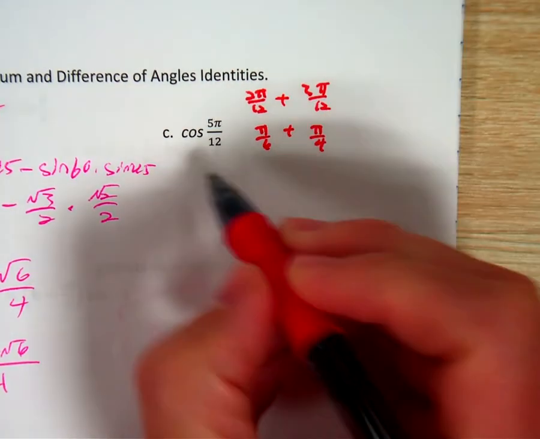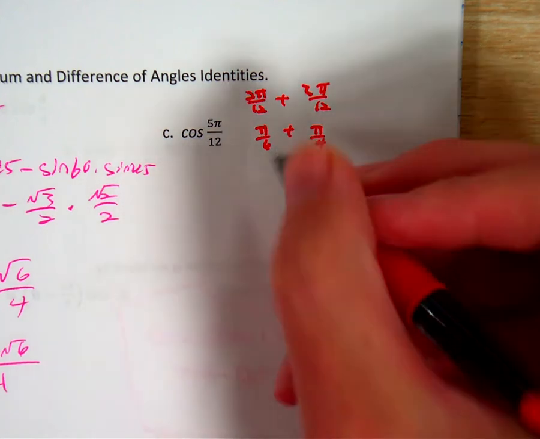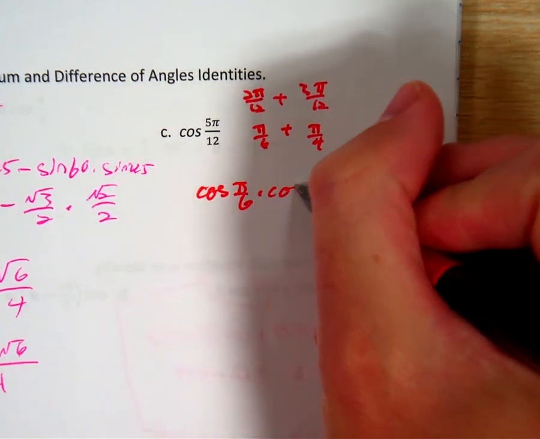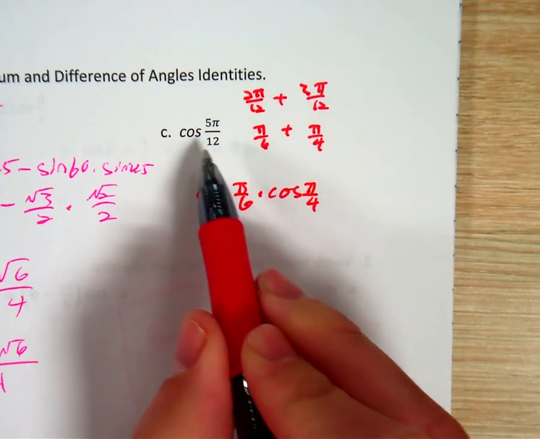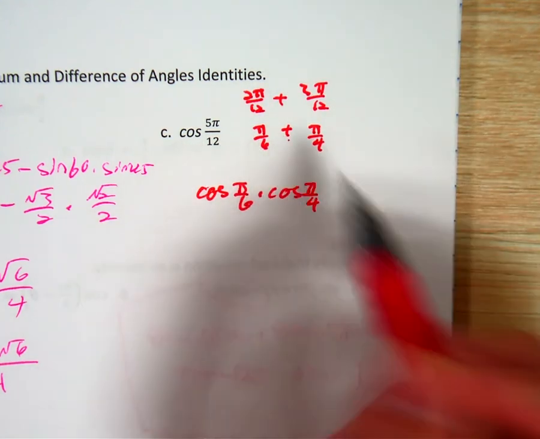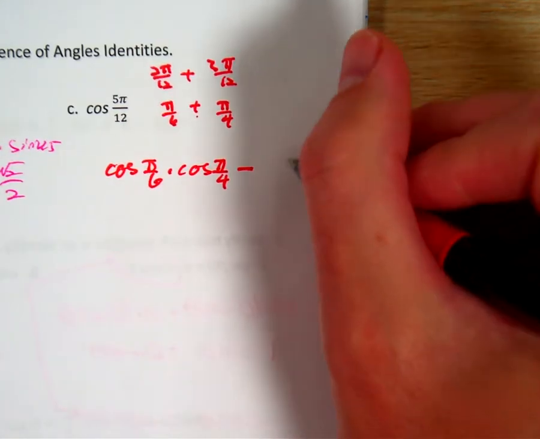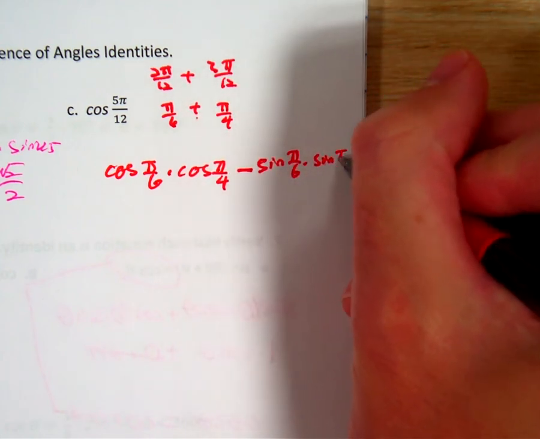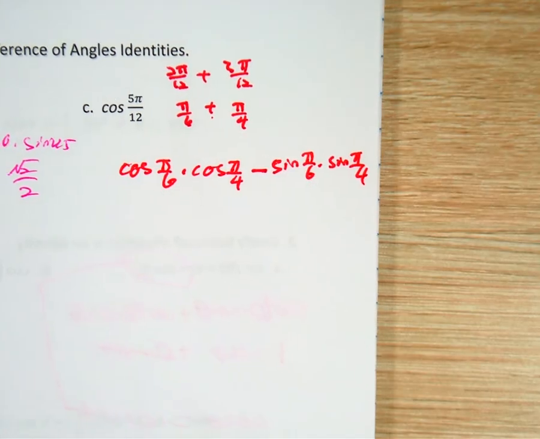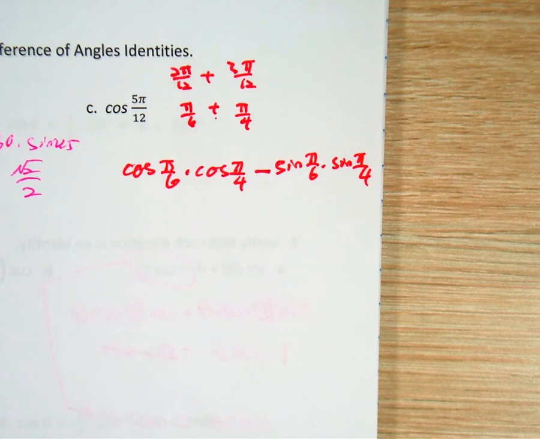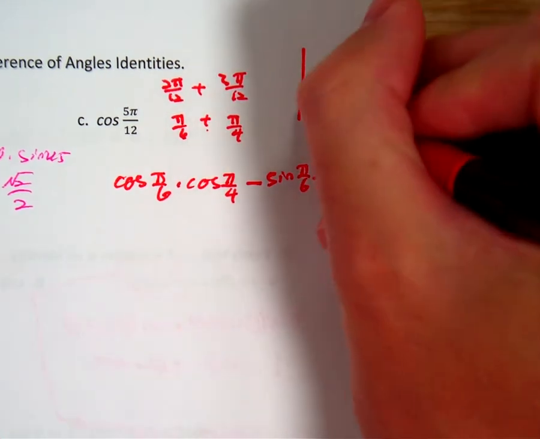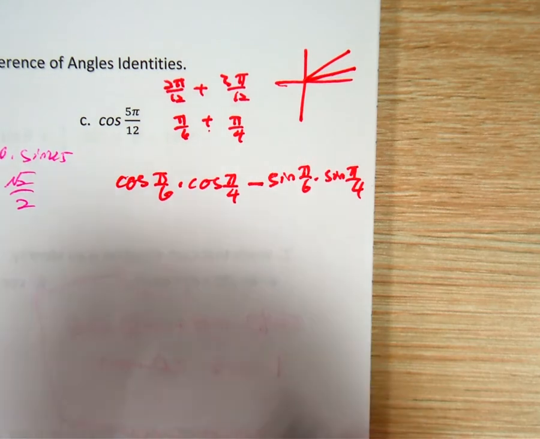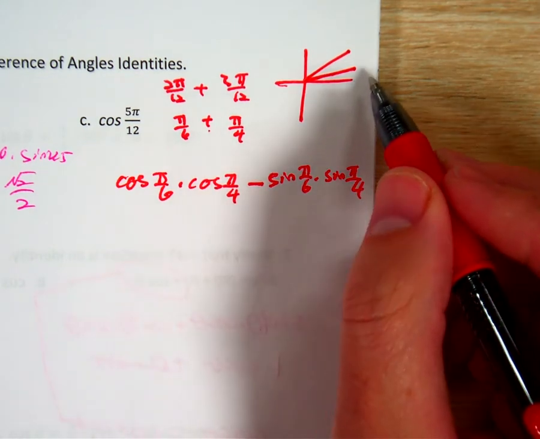Okay, and it's a cosine sum formula. So we're going to have cosine pi over 6 times cosine pi over 4. The cosine formulas are opposite, so it's a sum formula. So that means we're going to have a minus in the middle. Sine pi over 6 times sine pi over 4. Okay, if you need to do a little sketch, pi over 6 and pi over 4, 30 degrees and 45 degrees, just to kind of help you visualize where we're at.